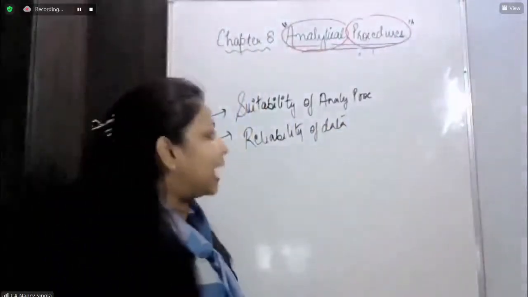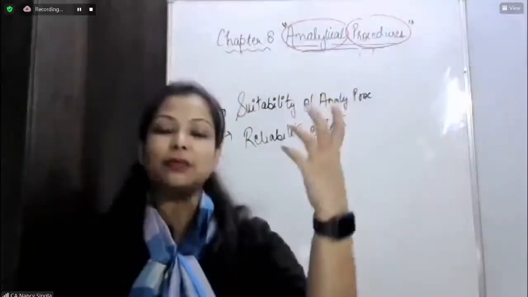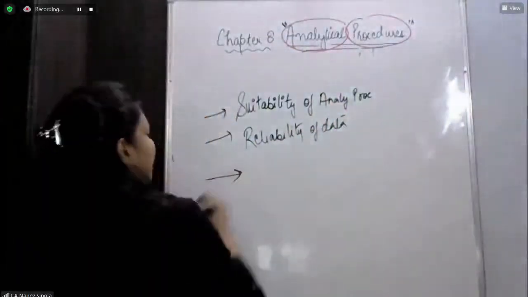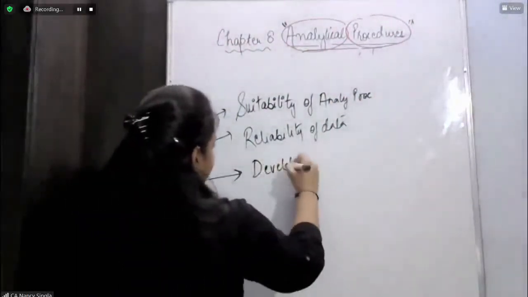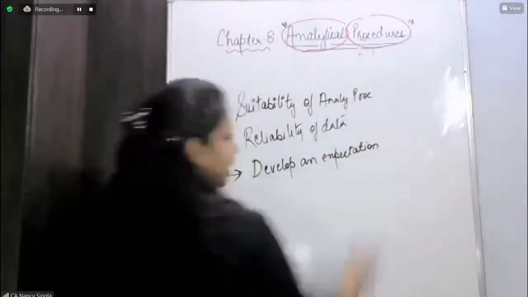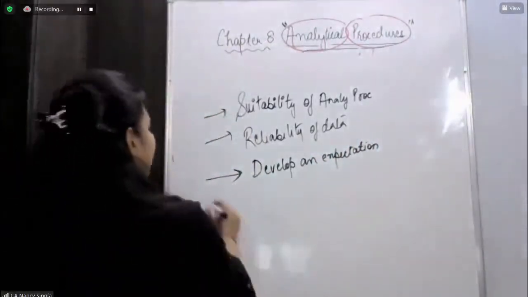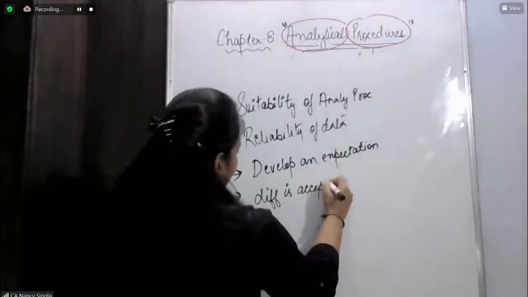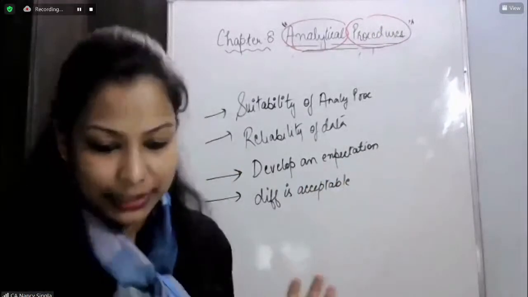Now, students, when the auditor was applying analytical procedure as risk assessment procedure, he was developing certain expectation. So when the auditor is applying the analytical procedure, he will develop an expectation. And this is just an expectation. It might be possible that there is certain difference. So auditor will see how much difference is acceptable. How to do that? We will be doing this in detail.